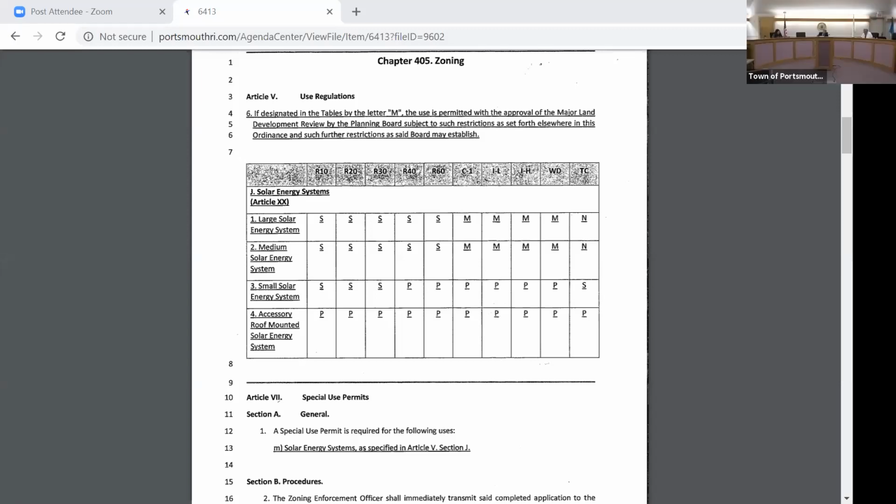Now, I'm okay with the table, with the exception of the R40 and R60. I would like to see those have special use permits associated with them, just to protect all the residential properties. Right. That would be my take.